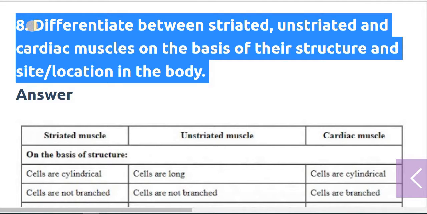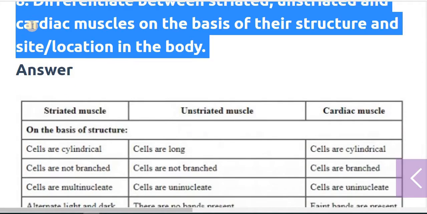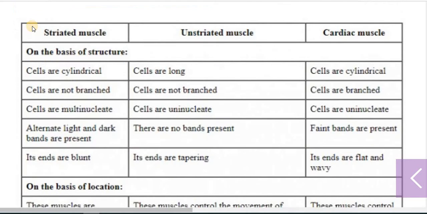Let's see question number 8. Differentiate between the striated, unstriated, and cardiac muscles on the basis of their structure and site location in the body. So let's see, here the table is given. First of all, we see the difference on the basis of their structure. So this is the difference between striated muscle, unstriated, and the cardiac muscle.